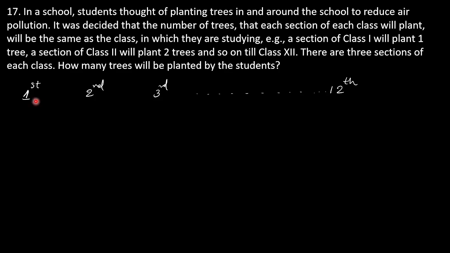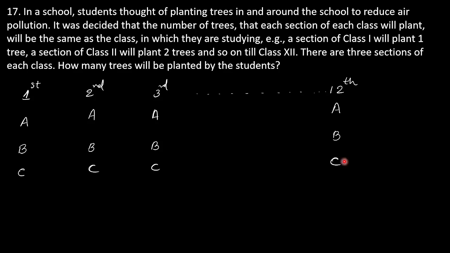The question says that the first class has 3 divisions. I mean 1A, 1B, 1C. Second class also has 3 divisions, 2A, 2B, 2C. 3A, 3B, 3C. If you draw this diagram, you will not have any confusion. Each class has 3 divisions.